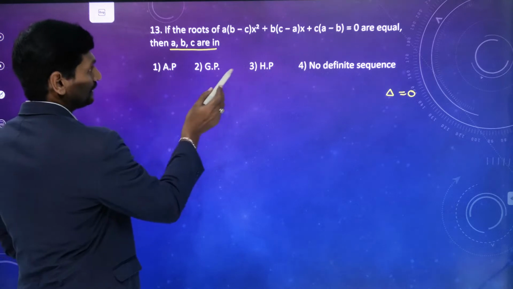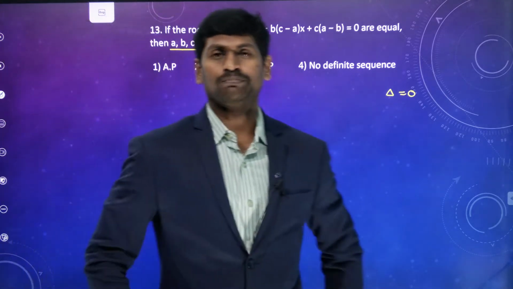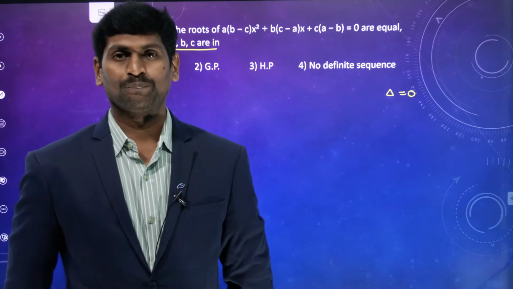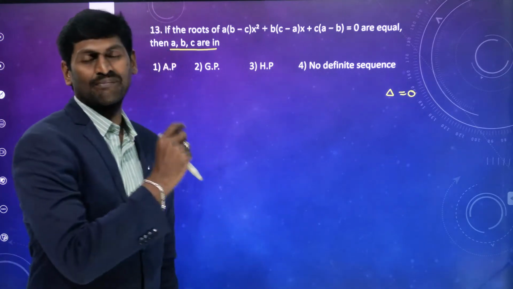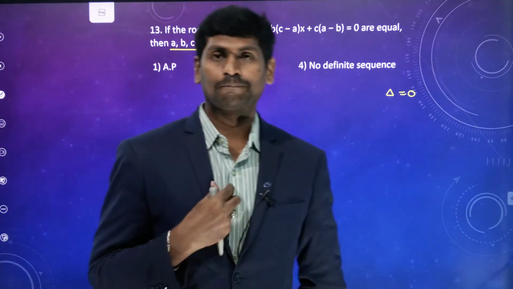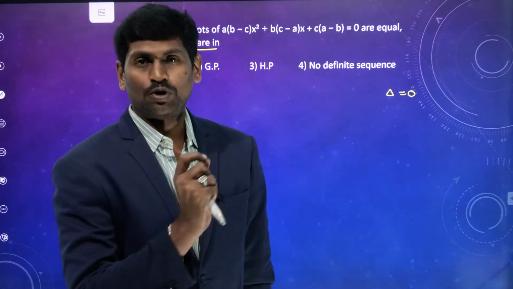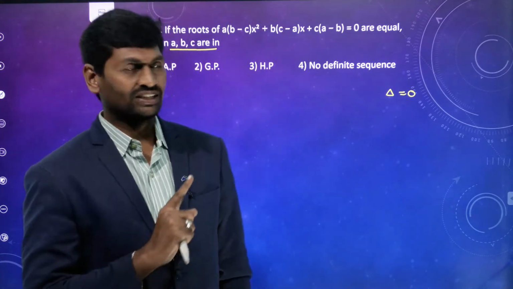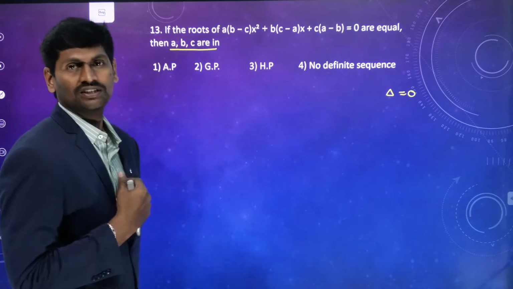Apart from that, a, b, c are in, see the options, AP, GP, HP. What are AP, GP, HP? This is related to the progressions topic. I'm just giving you a small introduction about progressions, then we'll go into the topic.